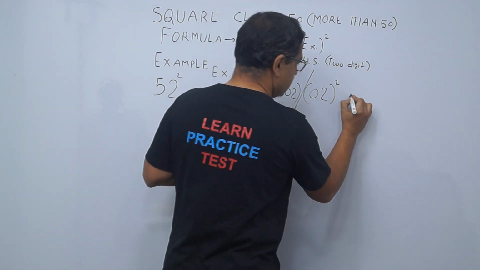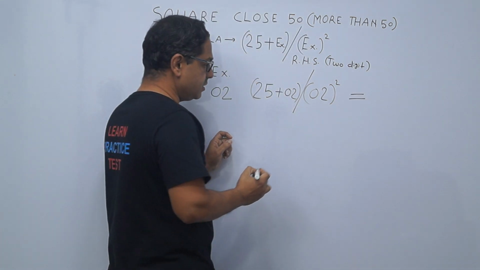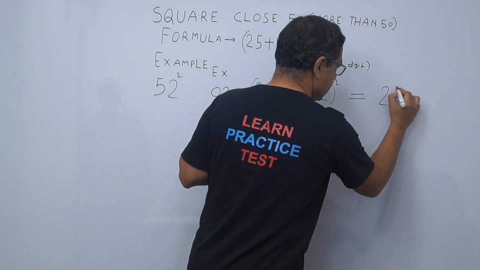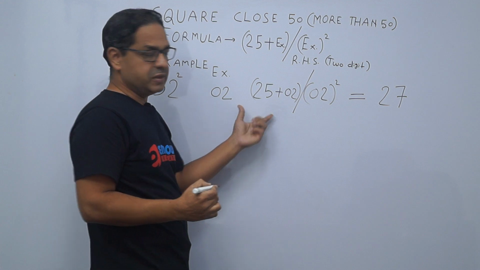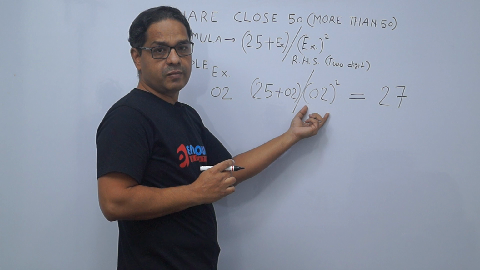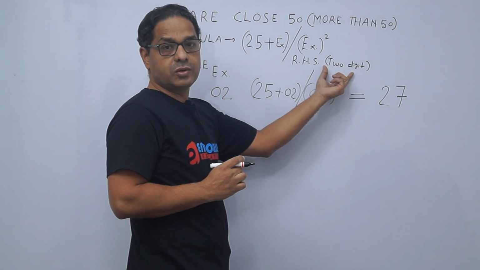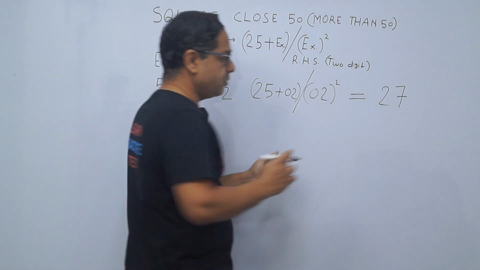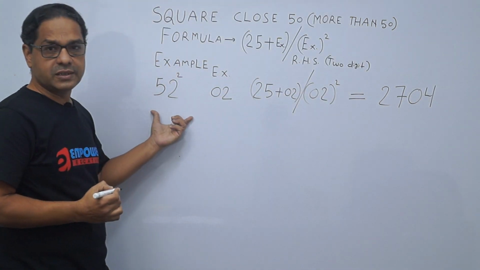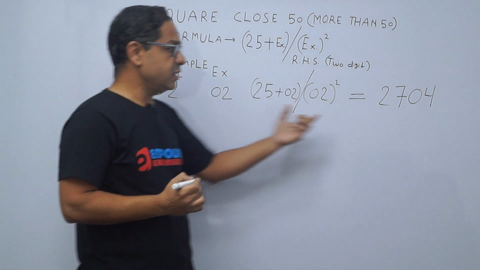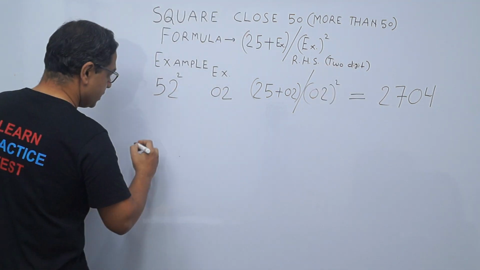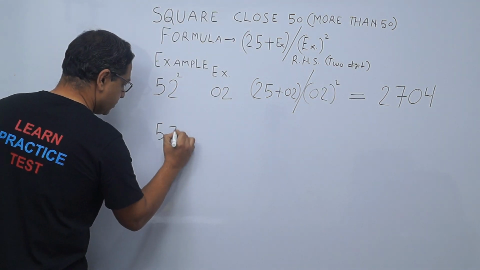So the final answer is 25 plus 2, which is 27, on the left hand side. On the right side we have 2 square, which is 04, because we know that the right hand side must have 2 digits. So we cannot write only 4, we should have 04. Therefore the square of 52, which is a number close to 50 and more than 50, is 2704. Clear?